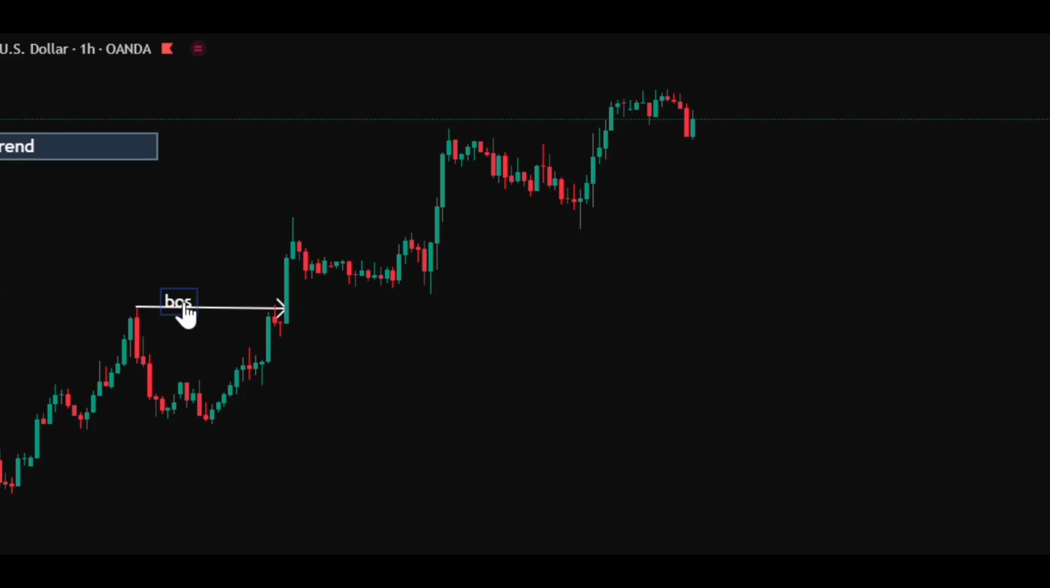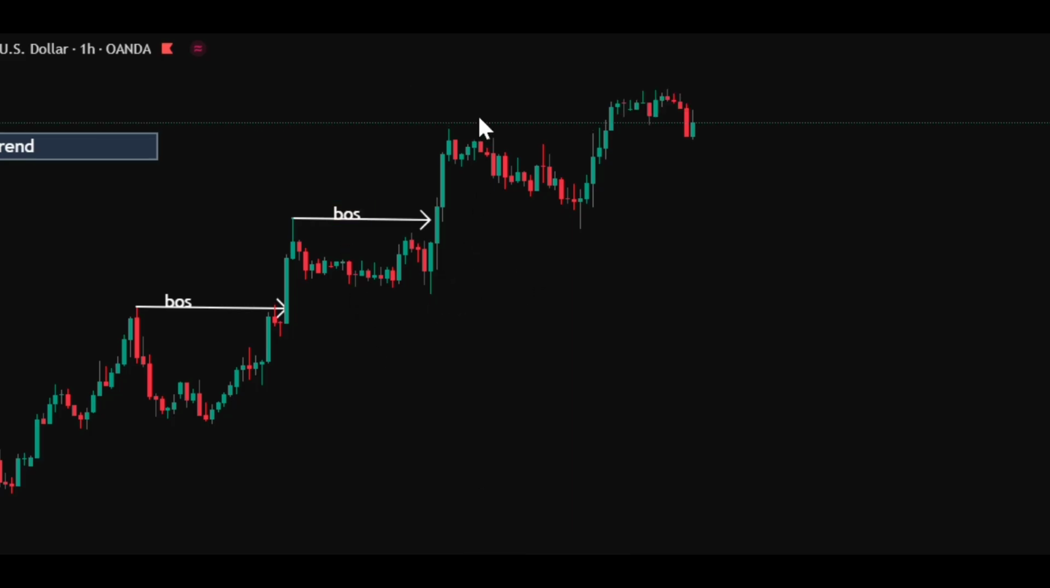Again, price continues to rally up. This downward movement, this one is the last swing high. We mark that last swing high, this one, and wait for price to grab that high. After price has grabbed that high, we call this level a break of structure.